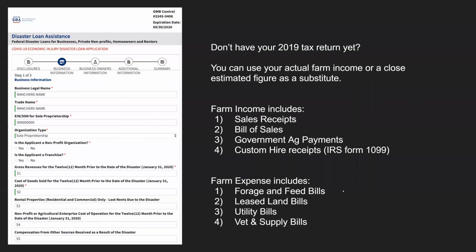If you don't have your 2019 tax return yet, you can use your actual farm income or a close estimated figure as a substitute. We recommend digging through your farm income receipts and finding any sales receipts, bills of sale through private treaty purchases, government ag payments, or custom hire receipts, which would be your IRS Form 1099. And then farm expenses could include forage and feed bills, any leased land bills, if you have a utility bill, and any vet and supply bills.